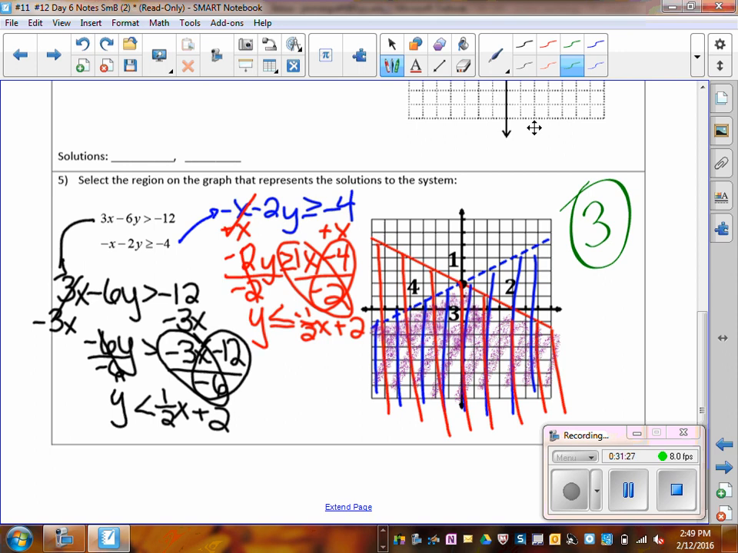Awesome. Questions on that? And again, if you ever want to use colored pencils or anything like that on your quizzes, tests, homework, we've got them right here. If you want to use that for the different types.